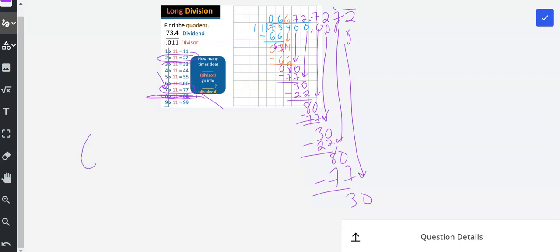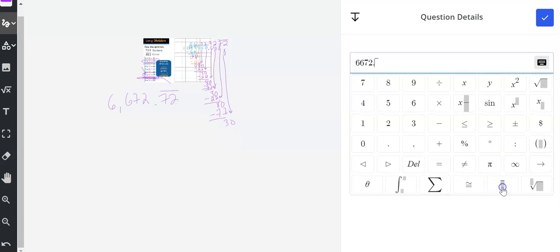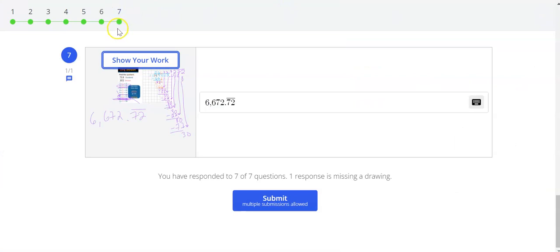So my answer is 6,672. And then the decimal is 72 repeated forever. When I go to type that in, I'm going to type 6,672 point, and then I need the repeat bar symbol, which is right there. Then I type 72. I'm also going to go back in and count 1, 2, 3 numbers and put in a comma. And let's see if we got it right. And we got it right.